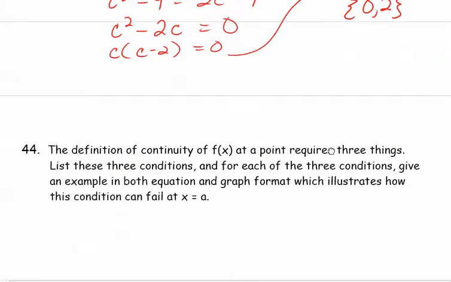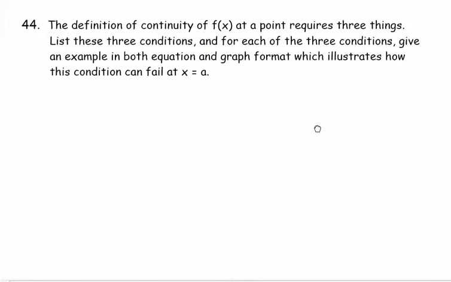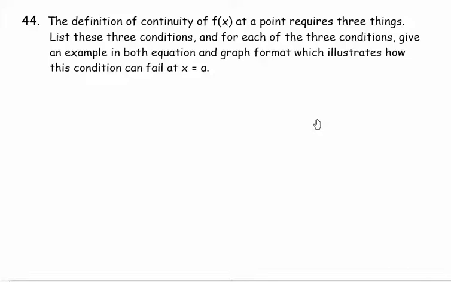All right, for 44, the definition of continuity requires three things, and then we want to give an example with an equation and a graph to show how it might fail. So our first question for continuity is that f of x is defined at x equals a or x equals c, whatever constant you want.